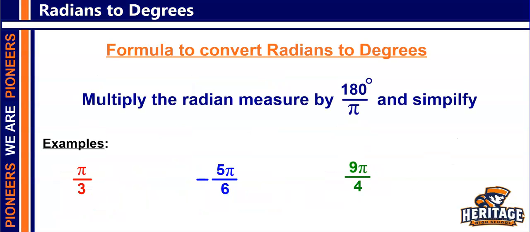Let's go to how to find out going from radians to degrees. In this situation, you flip that fraction. You actually are now going to multiply by 180 degrees over pi. So let's go to our first example. You're going to multiply 180 degrees over pi.